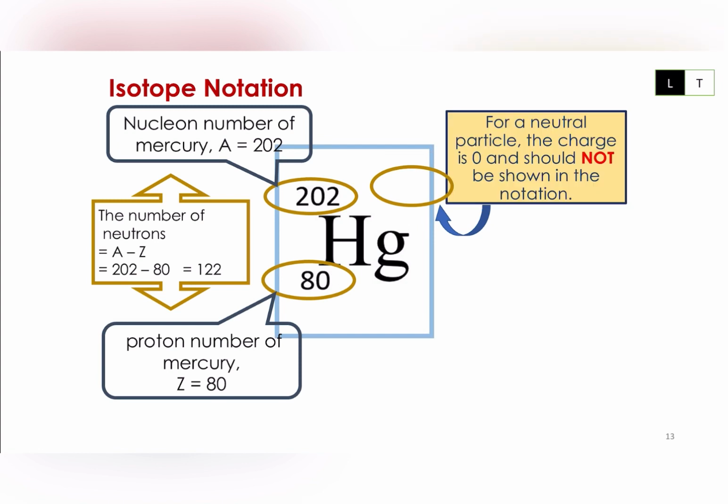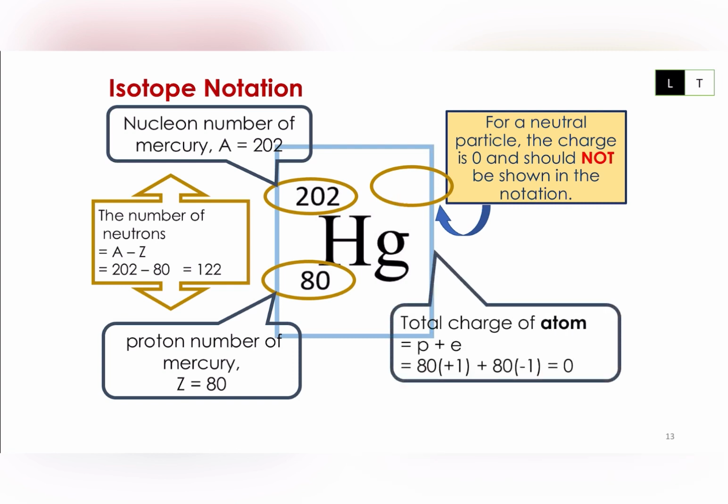And then how to continue if the question asks you to calculate the total charge of an atom? You know that mercury has no charge here, but how can you prove that? You are going to calculate the total charge of this atom, where you calculate all the proton numbers and electron numbers times the sign of the charge. You will have 0 as your total charge. Thus, you can understand the number of neutrons is 122, proton is 80, and electron is 80.